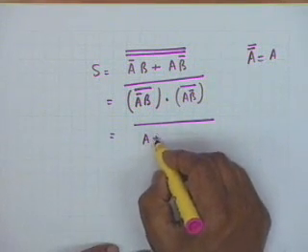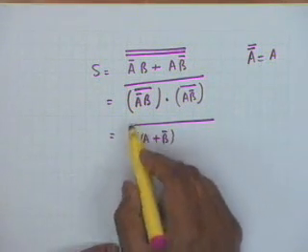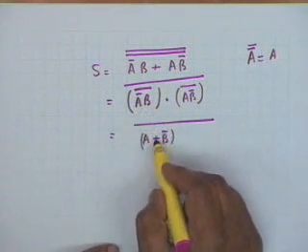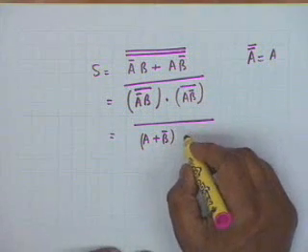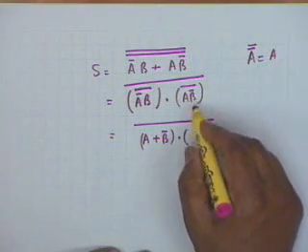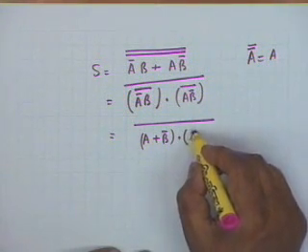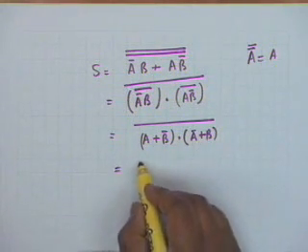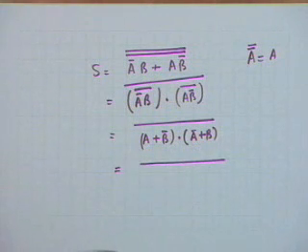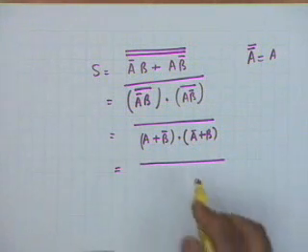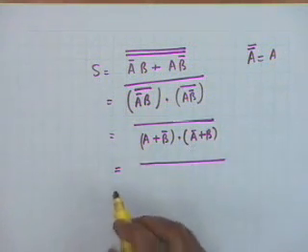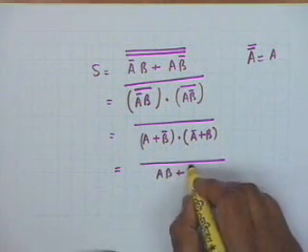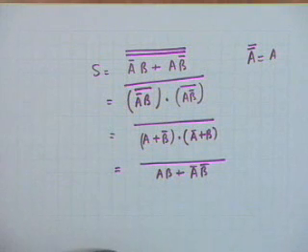I get A or B bar by De Morgan's theorem, and the operation is converted to OR with inversion, and what do I get here? A bar plus B. Now, if I simplify this, A bar is 0 and B bar is 0. So, what I get is AB or A bar B bar.